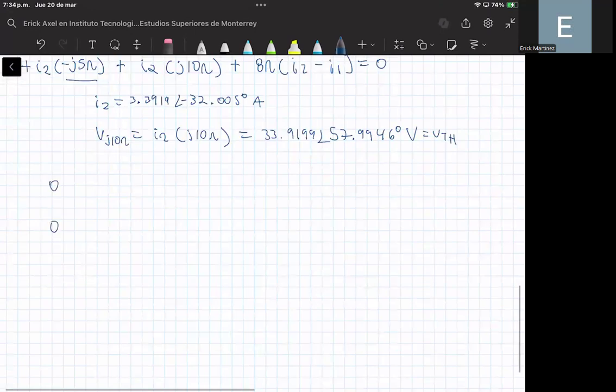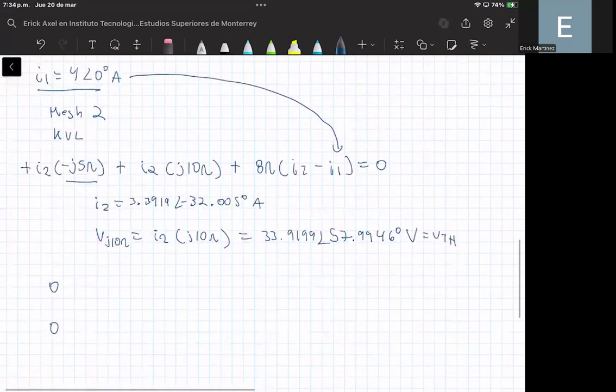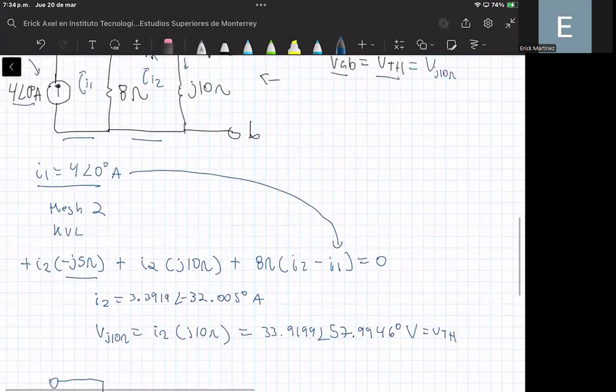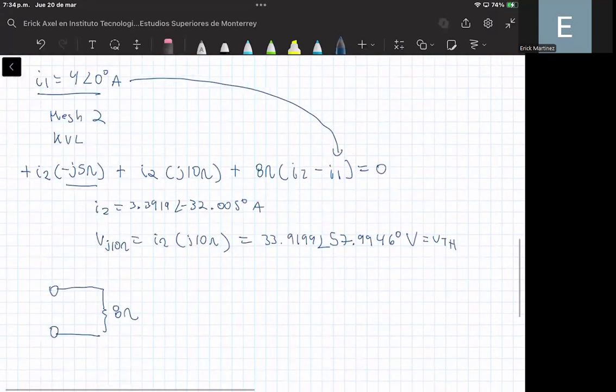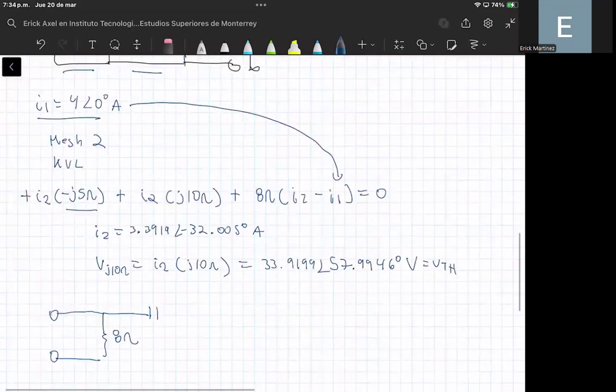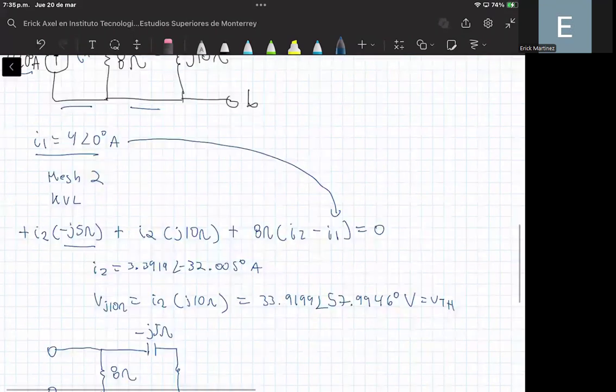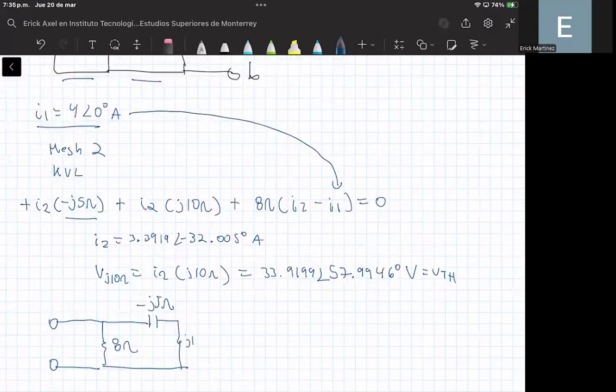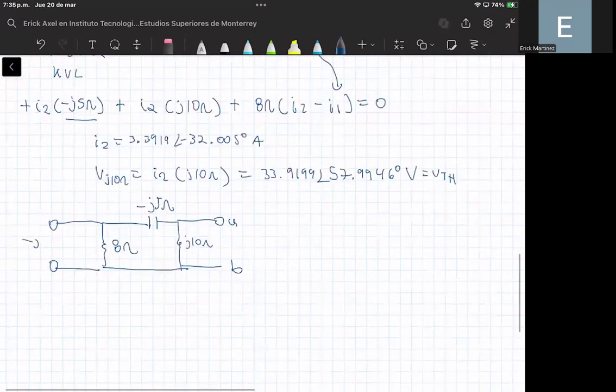So we can place the terminals right here. Here we have the 8 ohm resistor. Then here we have this capacitor, and here we have its impedance. And here we have the inductor, and the inductor has this impedance. And we have here the terminals A and B. And here I place the open circuit to show that the current source is off.